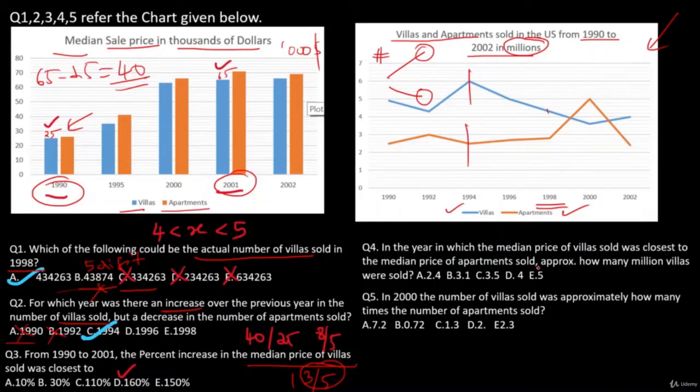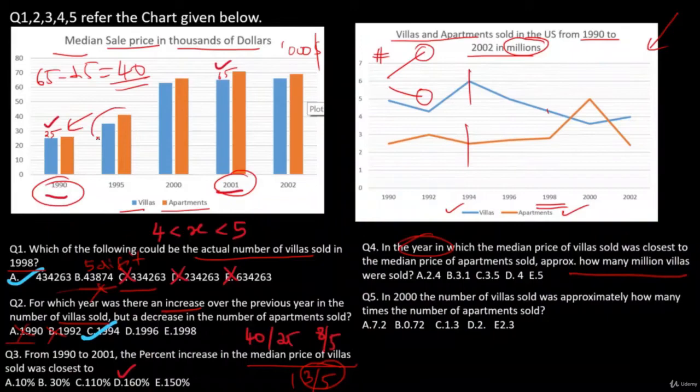In the year in which the median price of villas sold was closest to the median price of apartments sold, approximately how many million villas were sold? So you first need to find the year, right, in which the median sale price of villas and apartments is very close to each other, the closest among the 5 given years, and then you need to find the number of villas sold in that year. Alright, so which is the year over here? You just need to check based on observation in which of these 5 is the gap between the blue graph and the orange graph the least, right?